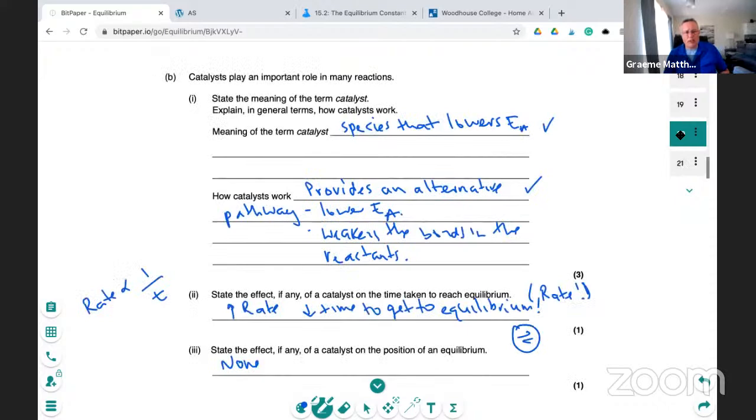Okay? Anyway, chemists, this was all about the calculations for equilibrium. So I hope you enjoyed that one.